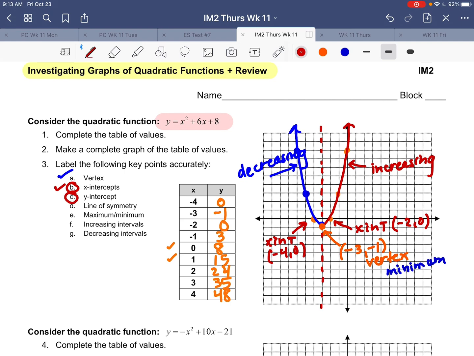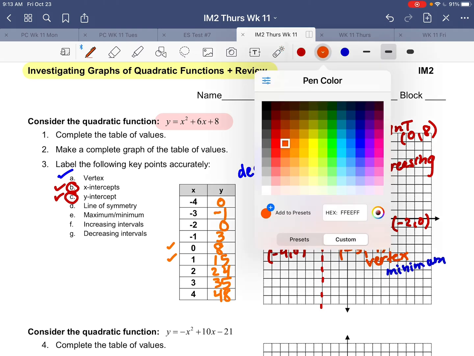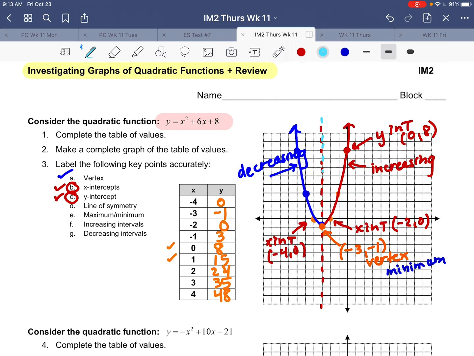Okay, the y-intercept is where the graph intersects the y-axis, which would be this point right here. Which is at 0, 8. So once again, hopefully you remember from IM1, y-intercept is found from plugging in 0 for x. So you can see that in the table as well. That's the y-intercept. Okay. Line of symmetry we already sketched, but we should name it on our graph. Okay. So again, this is my line of symmetry. It's going through the x-coordinate of -3. So it's x equals -3. That's my line of symmetry.